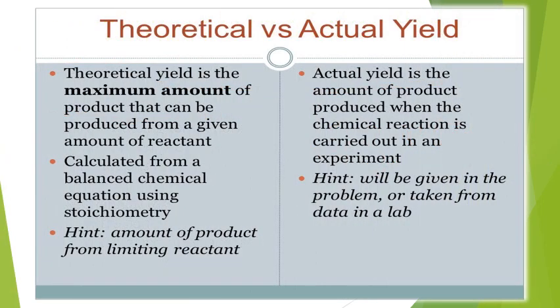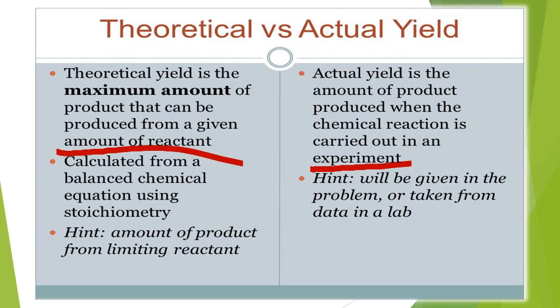Now here the differences between theoretical and actual yield are given. Theoretical yield is the maximum amount of product that can be produced from a given amount of reactant, while actual yield is the amount of product produced when the chemical reaction is carried out in an experiment. It is very important to remember: theoretical yield is just theory, and actual yield is done practically by means of an experiment, right?